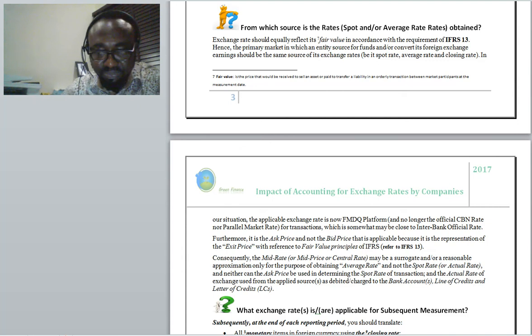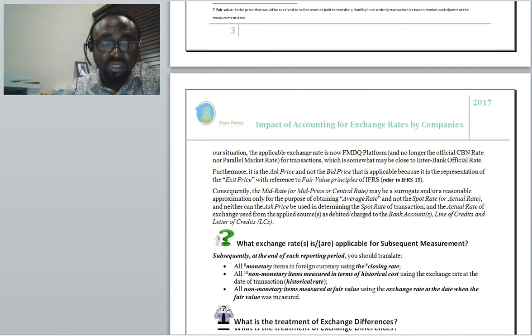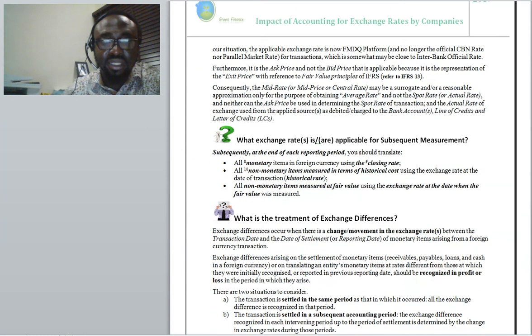Now, as we also move on, we'll look at what exchange rates is applicable for subsequent measurements. Now, when you go back to the framework of IFRS or financial reporting as a whole, I could more or less deduce the word RMD. RMD implies recognition, measurement, and disclosure. Recognition deals much more with identification of transactions and recognizes those transactions based on the class and element they belong to.